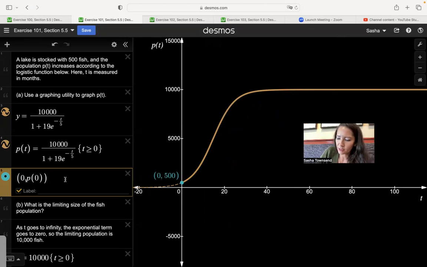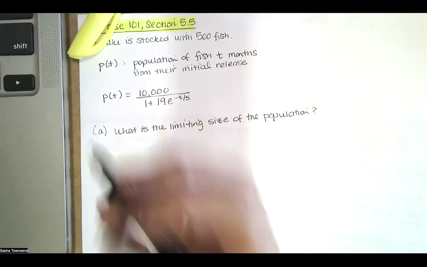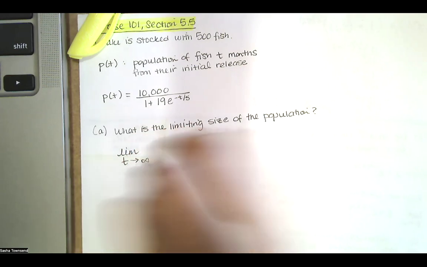So that's actually our first question. The question says, what is the limiting size of the fish population? And I think we can see that it's 10,000. Let's actually work that out on paper first. So it's relatively easy to compute. We're just letting t go to infinity.